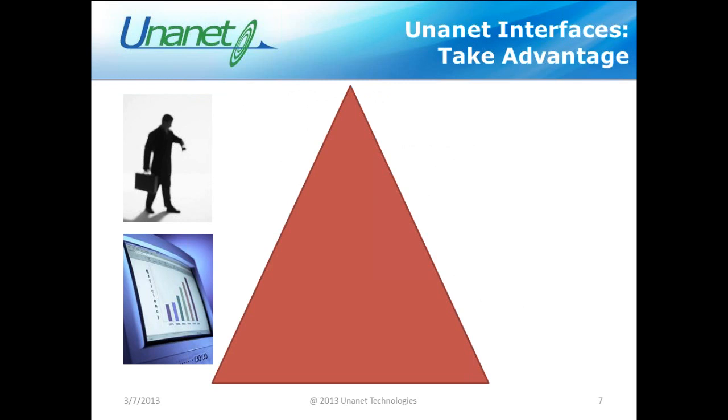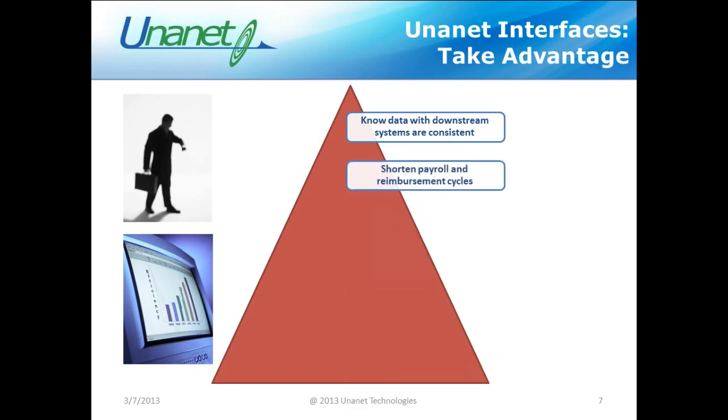So we've encountered in the services team, we're working with the Unanet customers as well as the customer account management team, these same challenges. And the Unanet interfacing capability will allow you to take advantage of some opportunity to be able to resolve these issues. So when you're using an integration capability from Unanet, what that's doing for you is it's giving you the comfort to know that the data with Unanet and your downstream systems are consistent. So we're trying to get that data to match up and always be consistent.